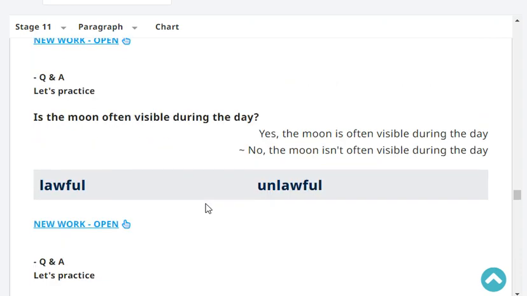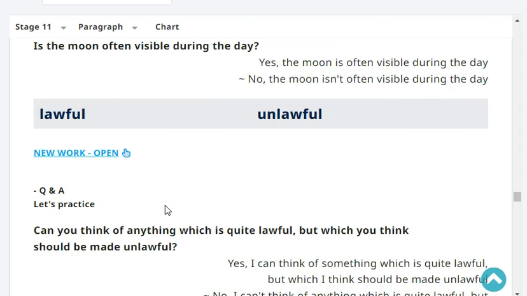Is the moon often visible during the day? Yes or no? No, the moon isn't often visible during the day. Very good.